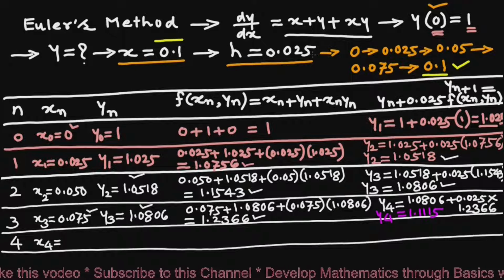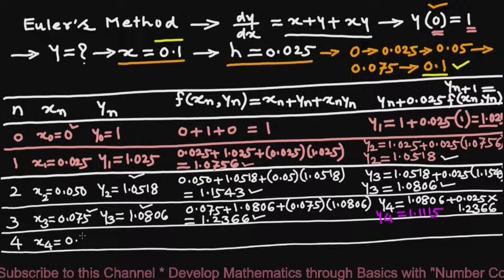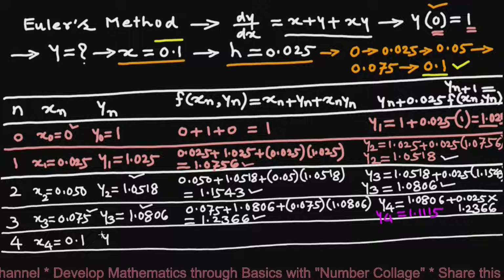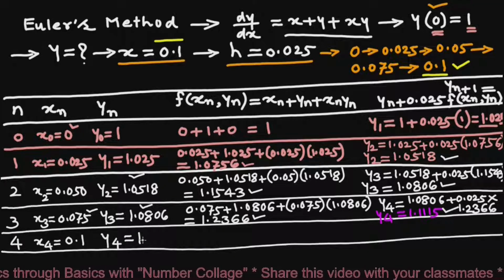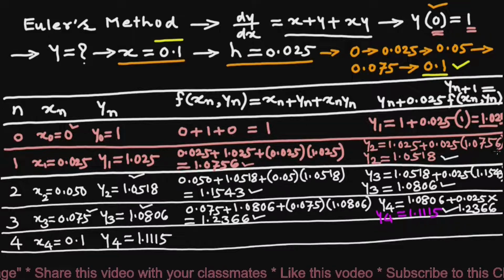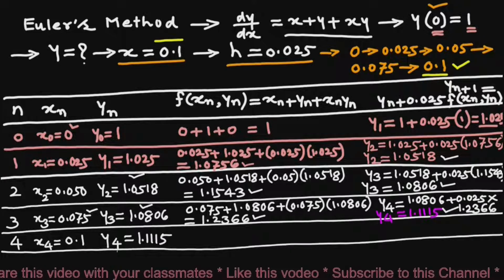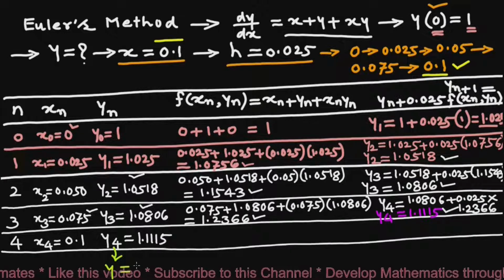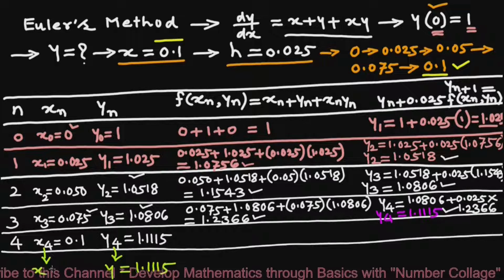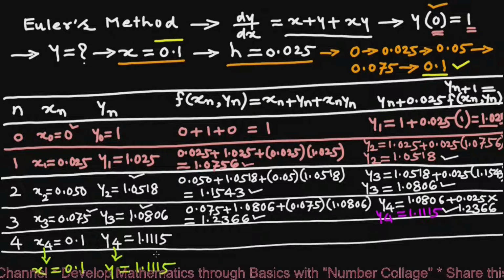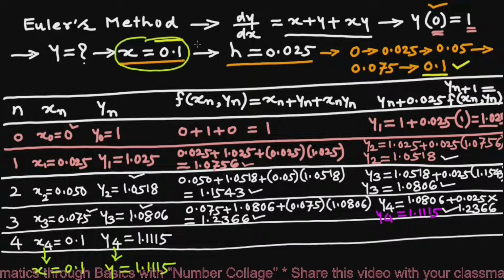In the next row we write n equals 4, so x4 will be x3 0.075 plus h, which is 0.025, that will be 0.1, and y4, which we have already found here, equals 1.1115. So that gives us our final answer. Value of y equals 1.1115 when x is 0.1 as required here.